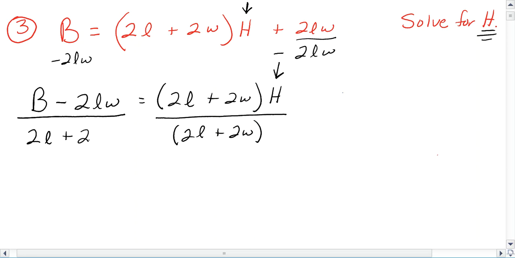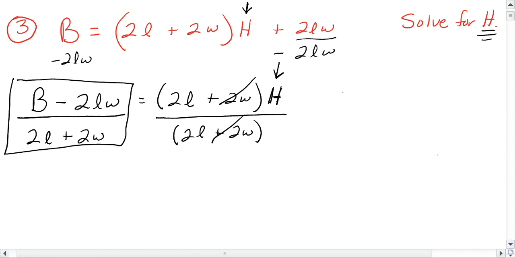And even though it looks messy, that's your answer because these cancel. And so we have h alone. H does equal the quantity b minus 2lw all over the quantity 2l plus 2w. So this, like I said, it's kind of ugly, but that is your final answer.